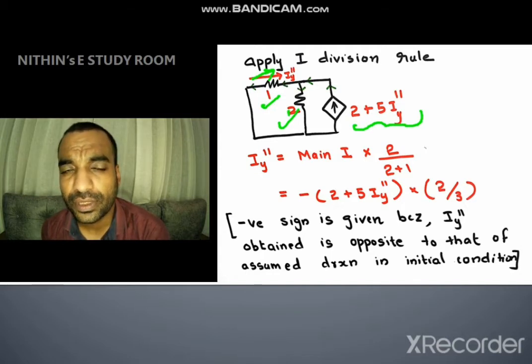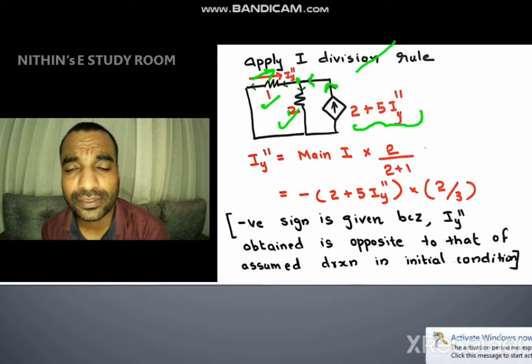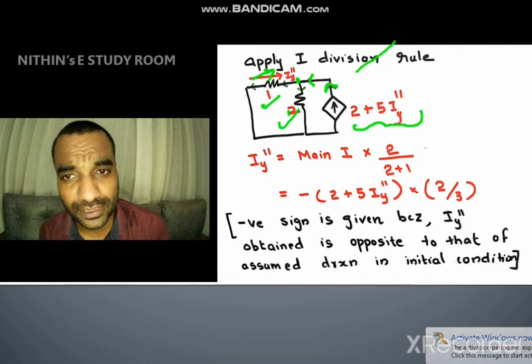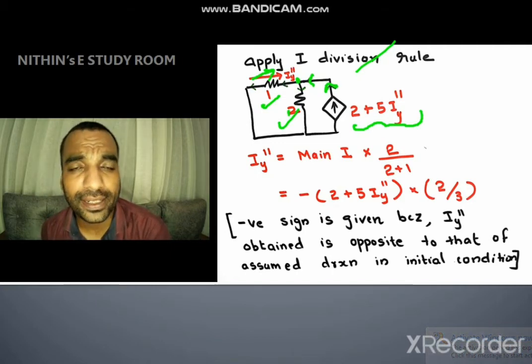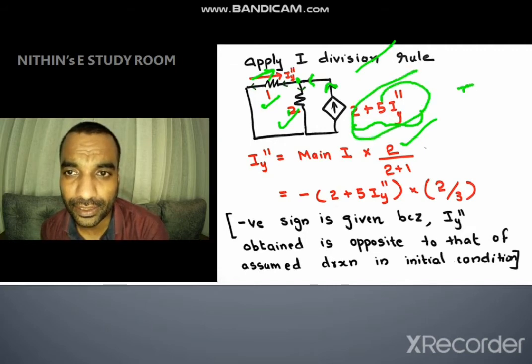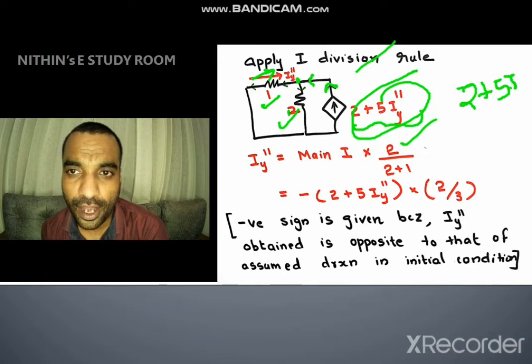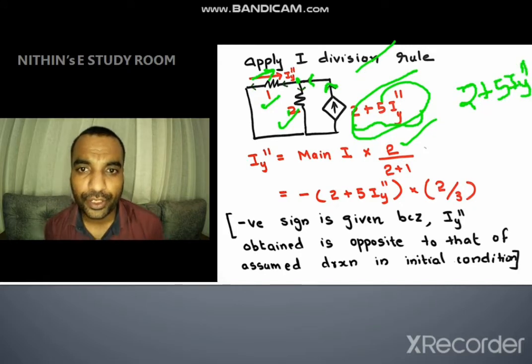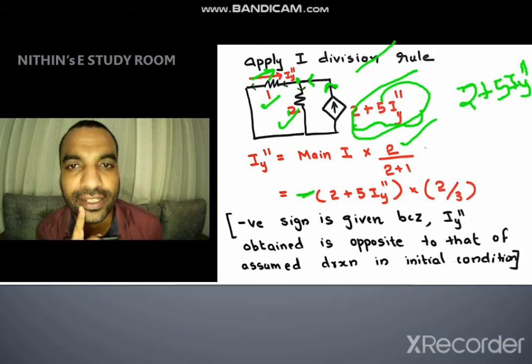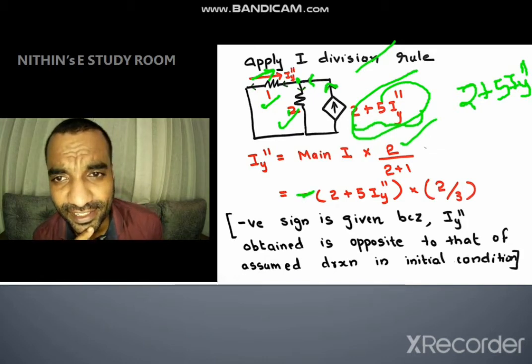Okay, so it is a simple case because a current is coming from this side and it gets split into two portions at this junction, and you are asked to find the current through the 1 ohm resistor. So Iy double dash is equal to main current into resistance of the opposite branch, that is 2 ohm, divided by total resistance, that is 2 plus 1. What is the main current? This is the value of the main current, 2 plus 5 Iy double dash. But you can see here I have taken a negative sign. Why is a negative sign needed?